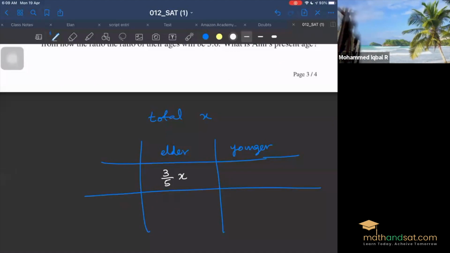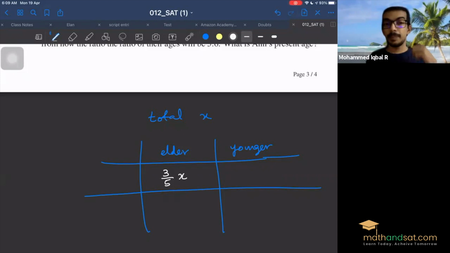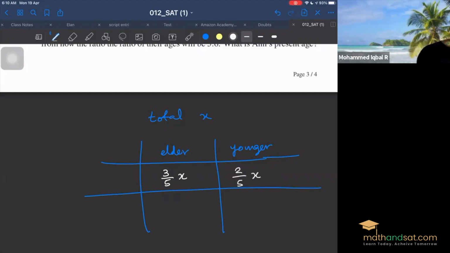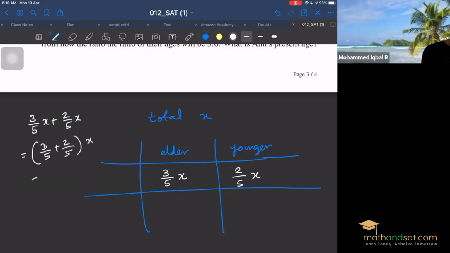So how much will the younger son get? One person gets 3/5 of X. The other person will get 2/5 of X. Because when you add these together, we have 3/5 times X plus 2/5 times X. You're going to get 3/5 plus 2/5 times X, which is 1 times X, which is X. So that is the total amount.